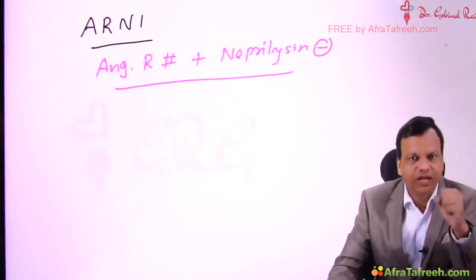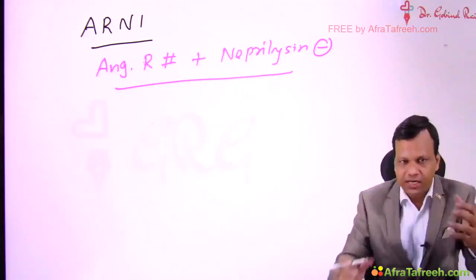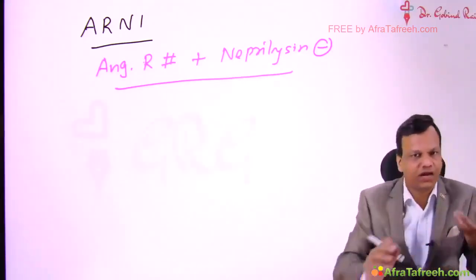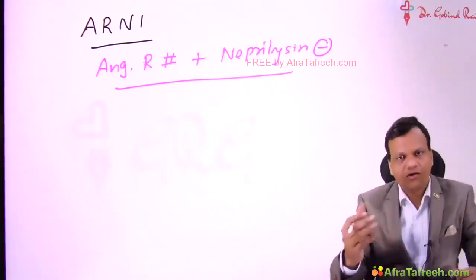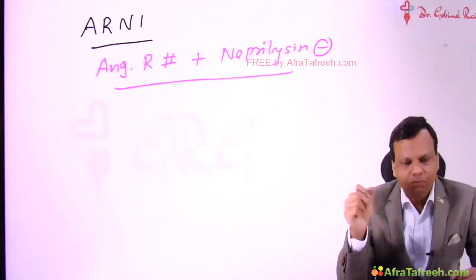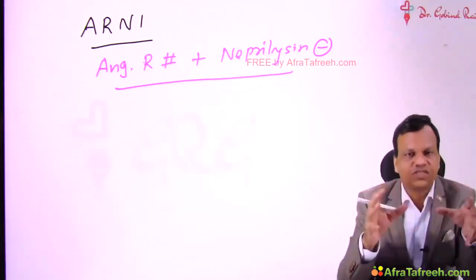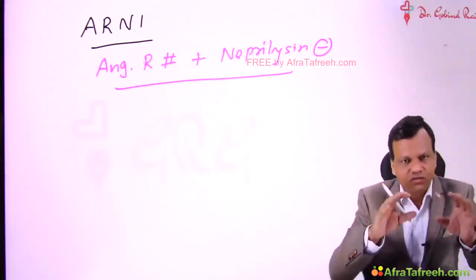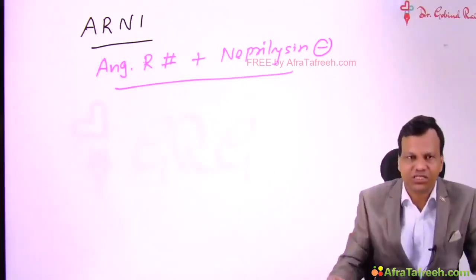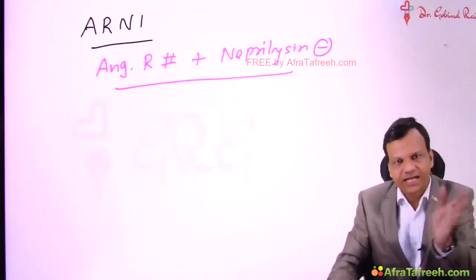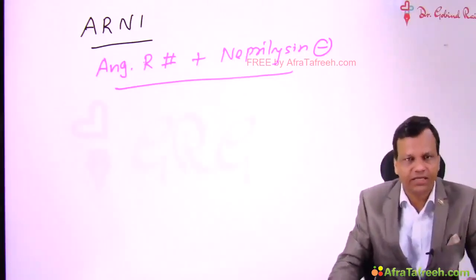So if we want to use a similar combination, we wanted that the drug should have angiotensin receptor blocking property so that cough and angioedema do not occur, and along with that neprilysin inhibition property. But we were not able to create such a single drug which has both of these properties. So what we do is we give two separate drugs to produce this effect. One drug is an angiotensin receptor blocker and the second drug is NEP or neprilysin inhibitor.